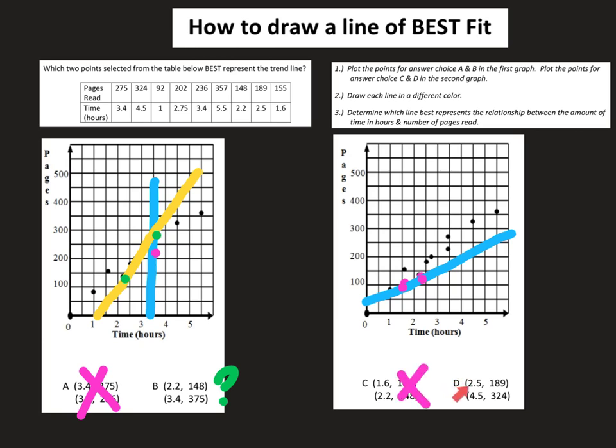Then my last set says 2.5 and 189. 2.5 and 189 would be this one. And then my last dot would be 4.5 and 324. So 4.5 was here and 324 would be this dot right there.